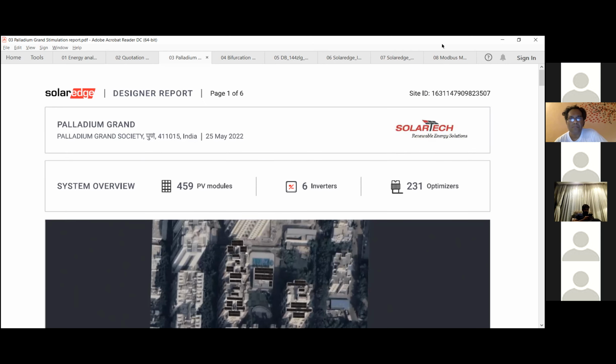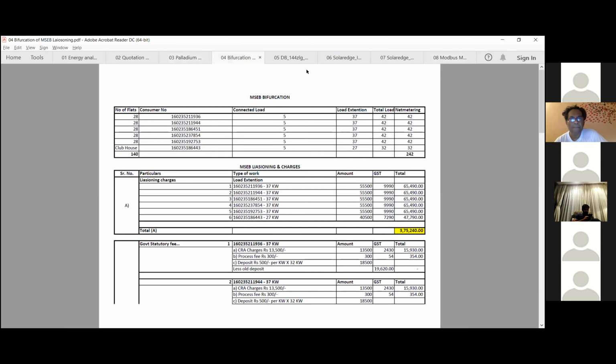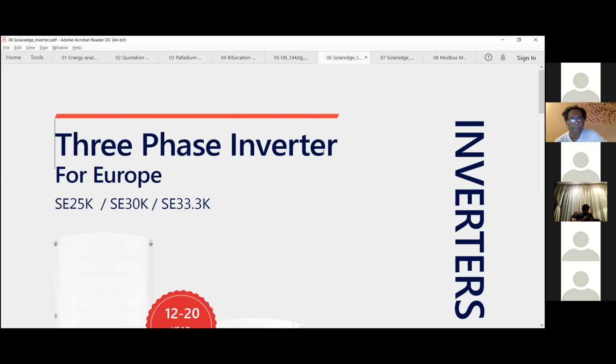Yeah, and then we'll come to the technology part of it. So this is MSEDCL. I will not go into the bifurcations and this thing. So why solar, and why not other different things?